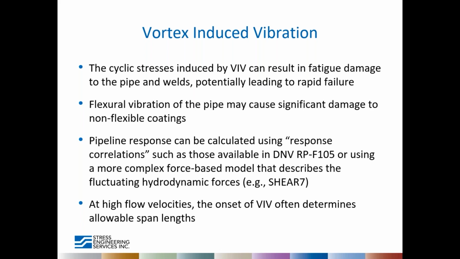And at high flow velocities, the limit length of the span based on VIV can be pretty short, and so often the onset of VIV is more important in determining the allowable span length for a pipe in flowing liquid than the steady state loads.